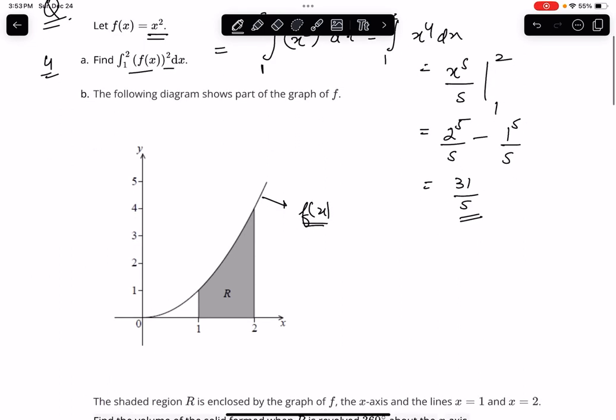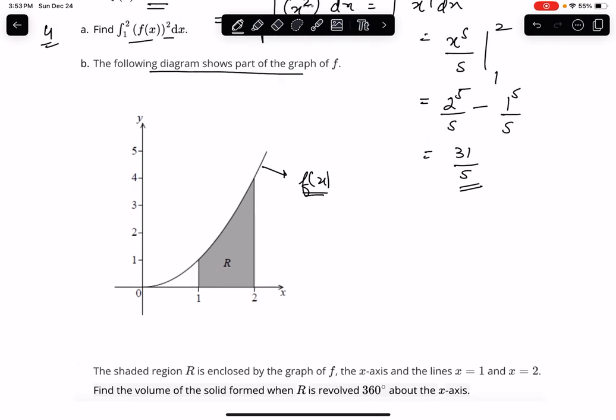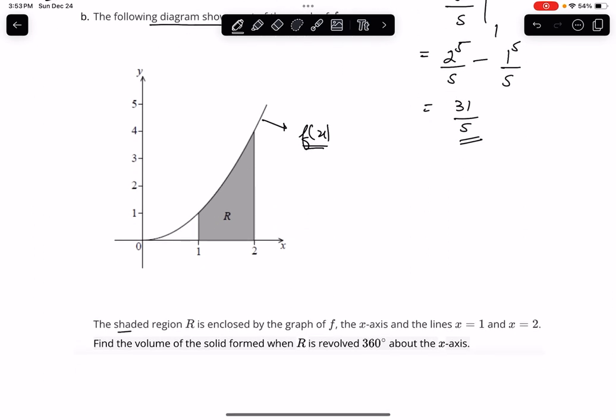Okay? Now for part B, they're saying the following region shows a part of the graph of f of x. The shaded region R is enclosed in the graph of f. It's in between the x-axis, the lines x is equal to 1, x is equal to 2. So find the volume of the solid of revolution formed when x is revolved 360 degrees about the x-axis.